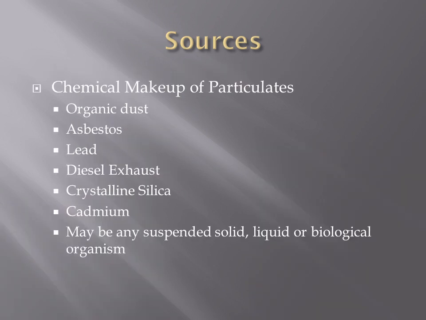Particulate matter can be made up of a wide variety of chemical constituents. Below is an example of a few types of the commonly recognized constituents. This includes organic dust, asbestos fibers, lead, especially from leaded gasoline, diesel exhaust, crystalline silica, cadmium, which is a highly toxic metal, and it can also be any suspended solid, liquid, or even biological organism.